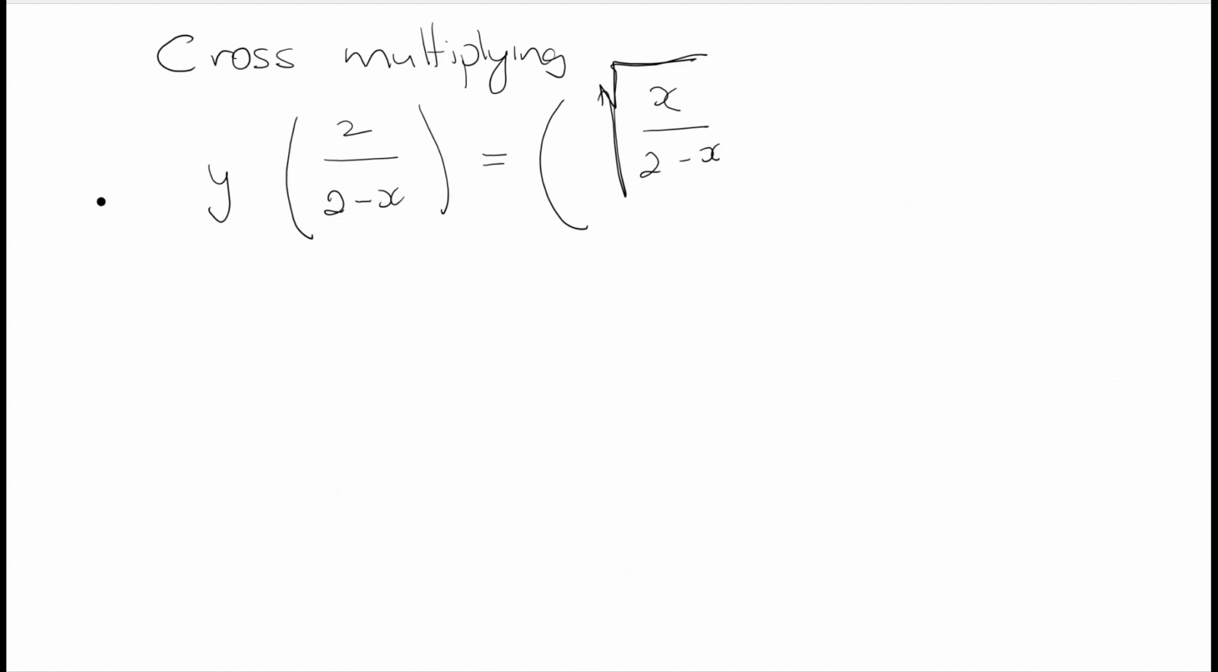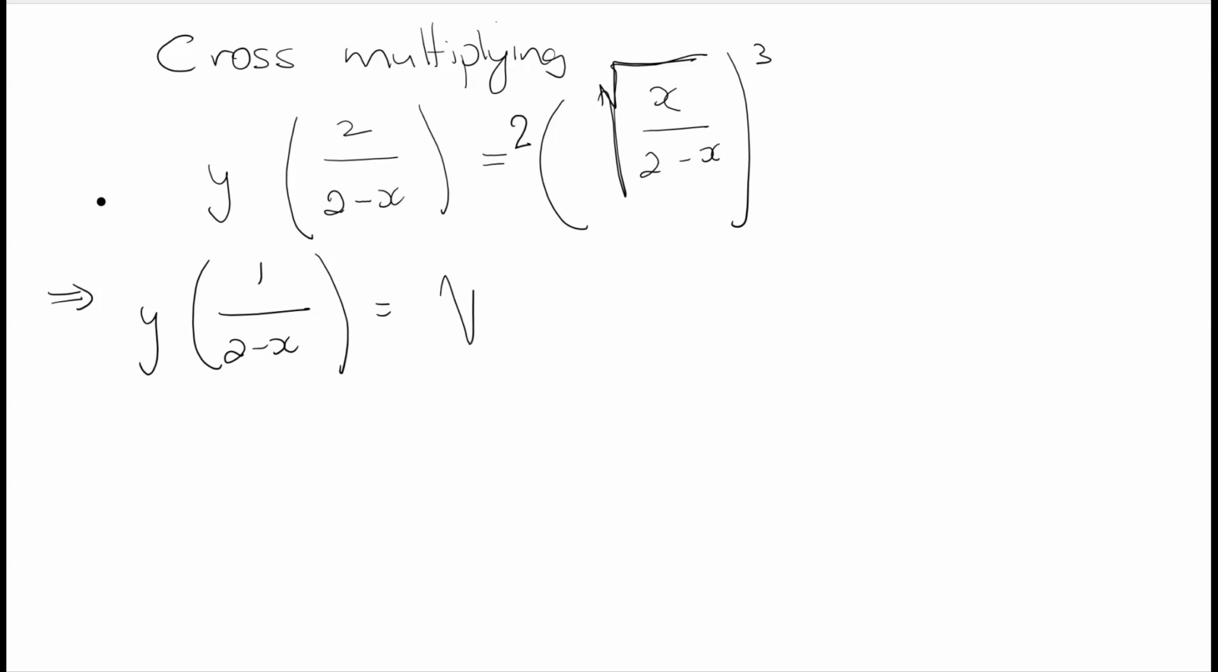So it was in here, I had 2 times this thing here, and I better put the 2 back in here, and that was cubed. Okay, now what we can do is we can actually divide both sides by 2, and then we've got y times 1 over 2 minus x equals x over 2 minus x cubed. Okay, so we'll leave the right hand side for the moment, sorry, the left hand side for the moment.